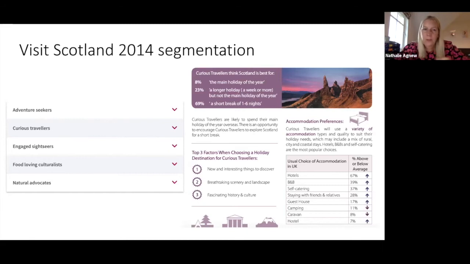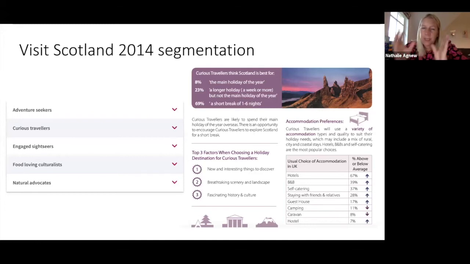And then within each of those, Visit Scotland has created a really detailed profile that tells us where these people are most likely to stay. Are they going to be in hotels or self-catering? And then for the example given here of curious travellers, we've asked how long their holiday usually is.